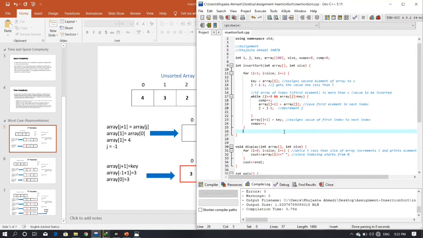Let's run this program and see. So as we can see, the algorithm is quite simple. We have a for loop, and within that for loop we have a nested while loop.